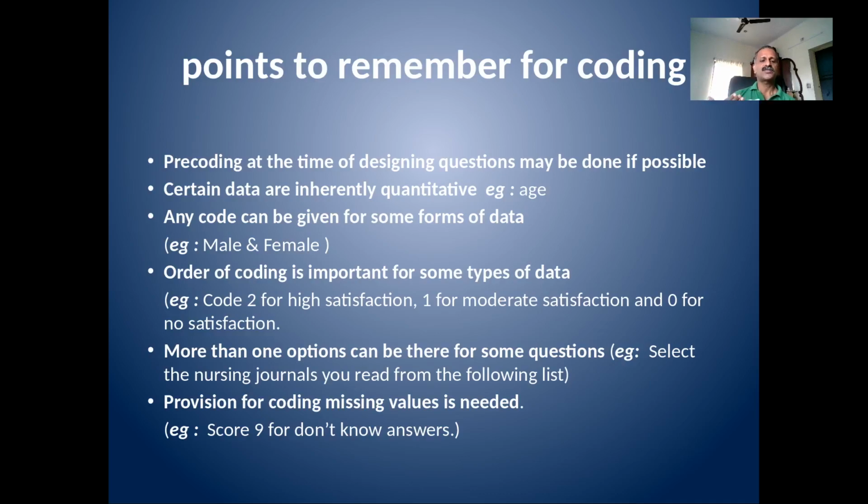Provisions for coding missing values are needed. For example, in most of the tools, score number 9 is given for don't know answers. So this type of specific code also can be given for some specific answers in the research tool.